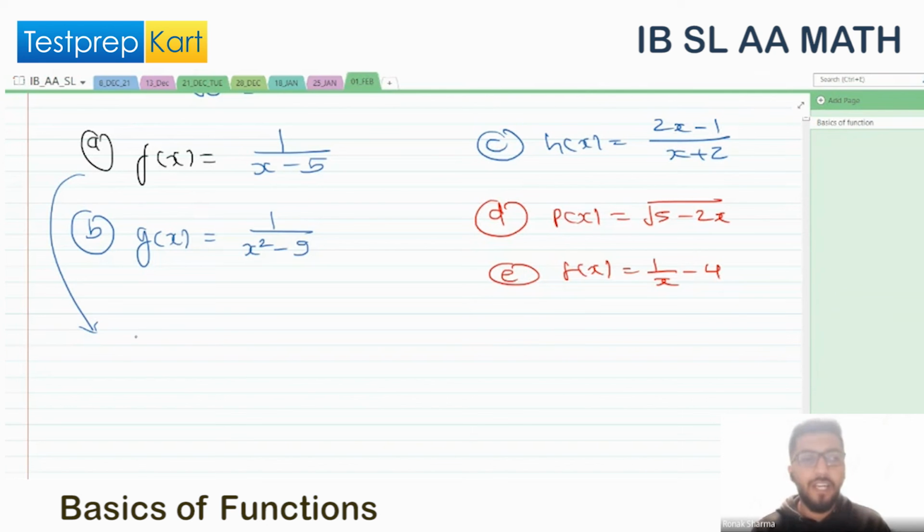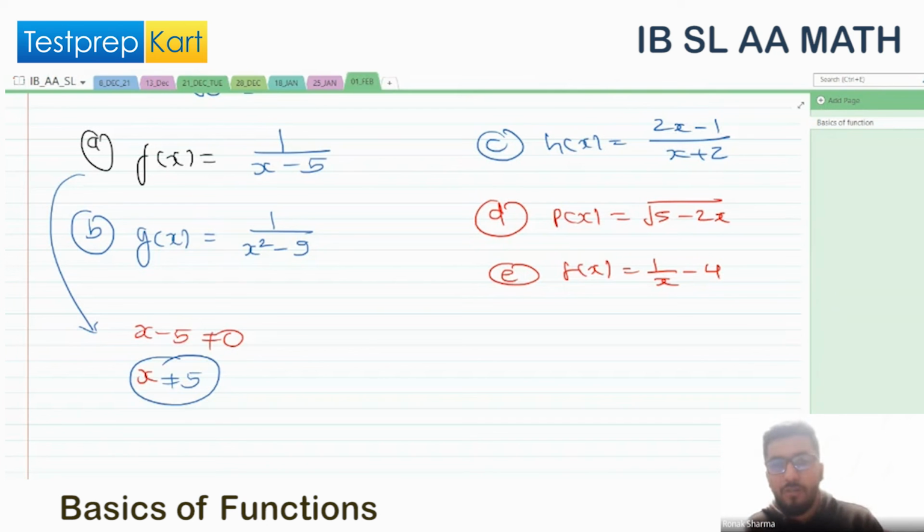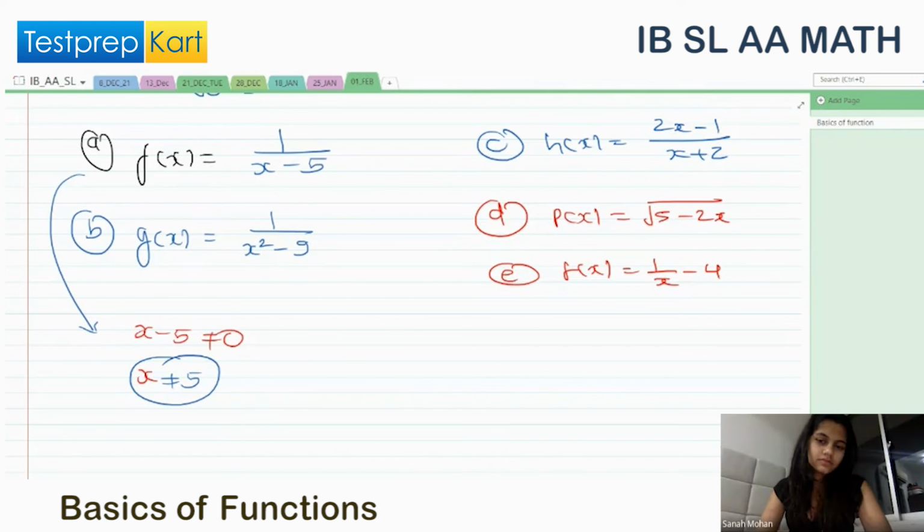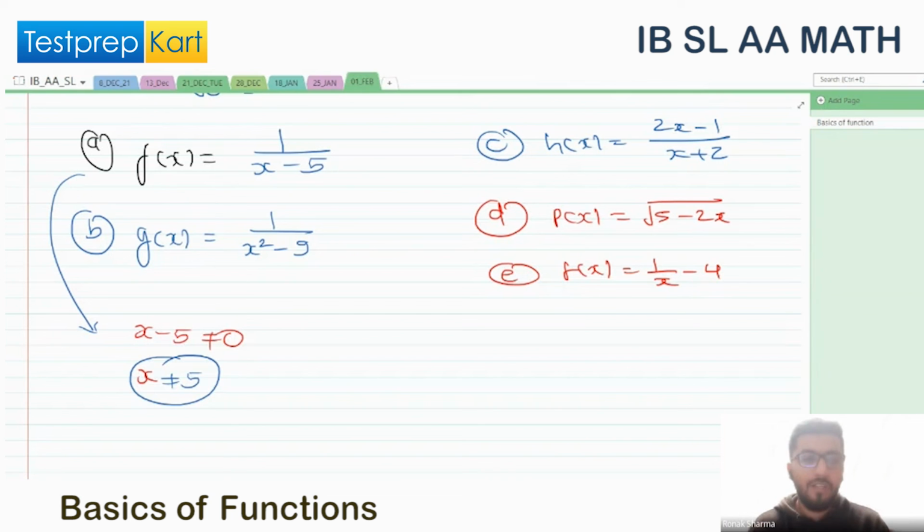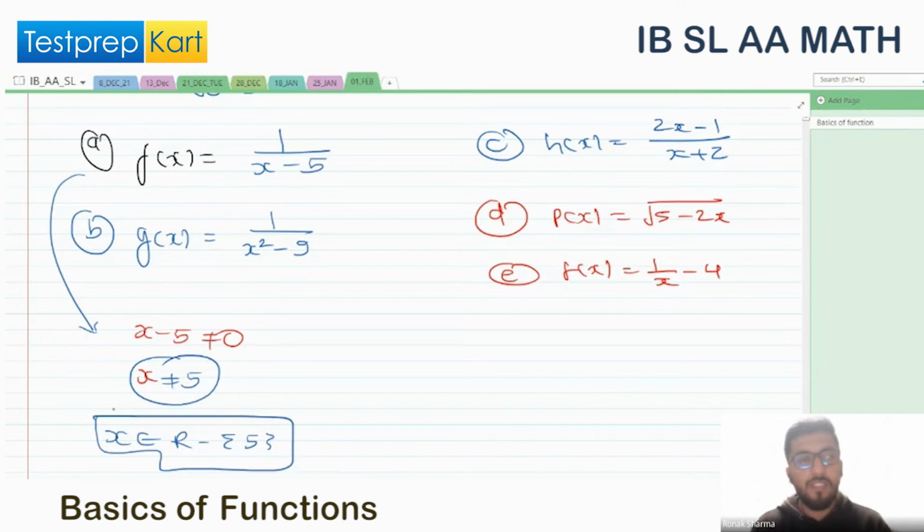So now simply write it down. X minus 5 should not be 0. That means x should not be 5, right? Is there any other condition that you are able to find out? No, that means x can take all real values except 5. That's it. The domain is done. Similarly, go for the B part. Come on.